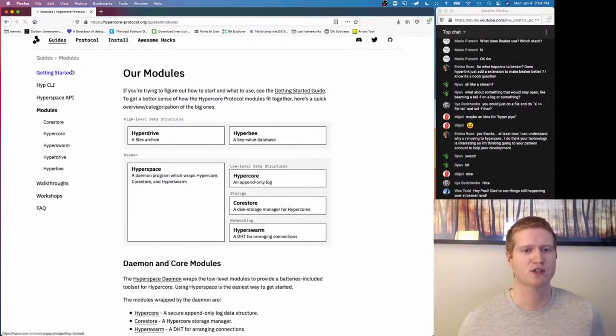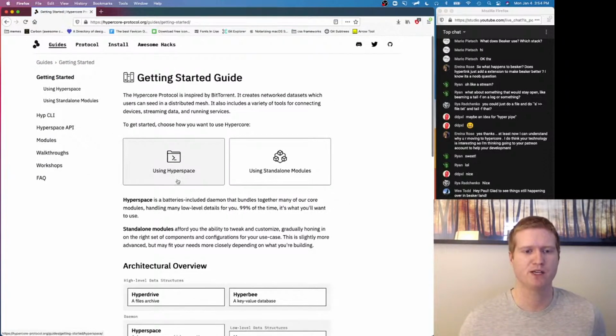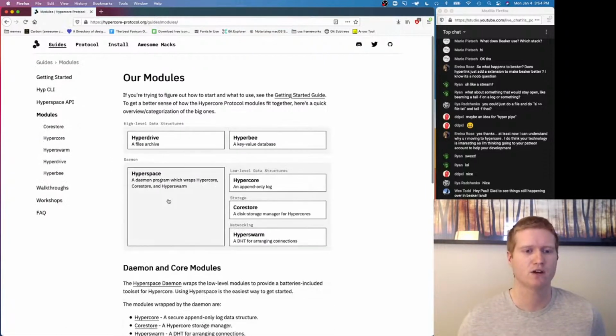So whenever you're getting started and you're trying to decide if you're going to be using the Hyperspace daemon or using the standalone modules, that's the decision you're choosing between, is whether or not you're going to be using all of them put together nicely or the individual modules that the Hyperspace wraps.